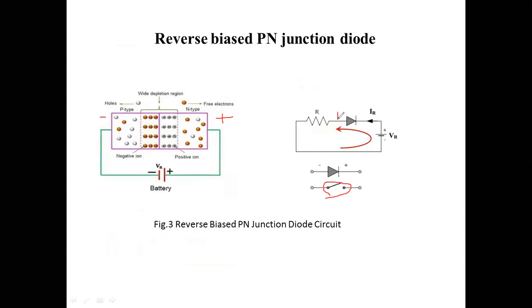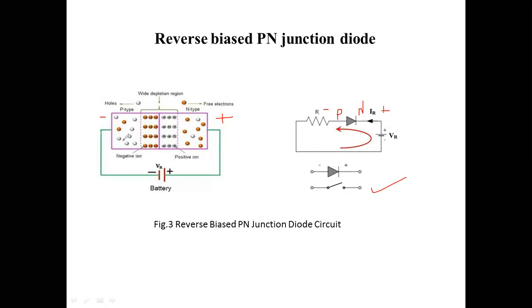You can see in the circuit also, this is the p side and this is the n side. This line is considered the n side and this side the p side, and the positive terminal is connected to the n side and the negative terminal to the p side. Therefore it is reverse bias in the diode circuit, and this diode acts as an open switch. Therefore high resistance will be there, and there will be no flow of current here.